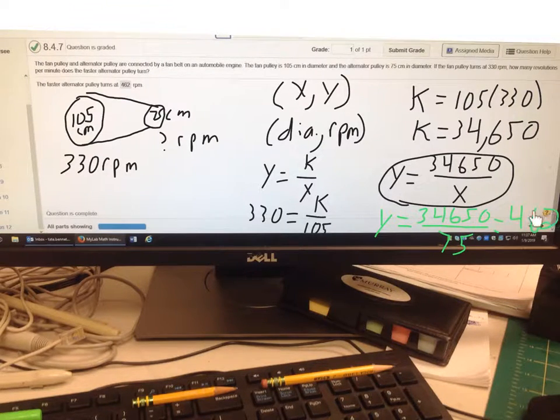So this is one way. You may prefer the second way they show you in the book using a proportion. It may be a little quicker, but I always preferred this method myself. Hope this helps.